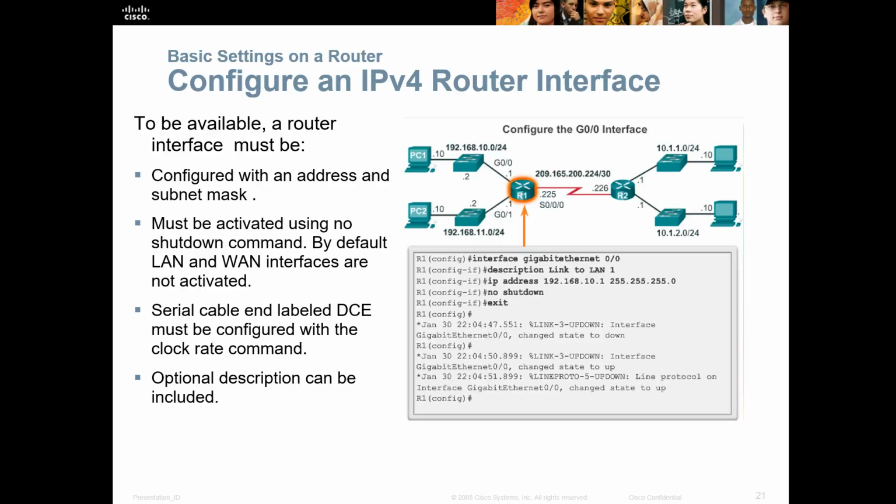So how do you assign an IPv4 address? You navigate to the interface that you want to set. You could do a description. That's just documentation, if you'd like. Assign the appropriate IP address. No shutdown. And exit. If we're trying to configure a serial interface, we may have one additional piece of information, which is a clock rate. Because our serial connections require a DCE and a DTE, and the DCE provides the clock rate.